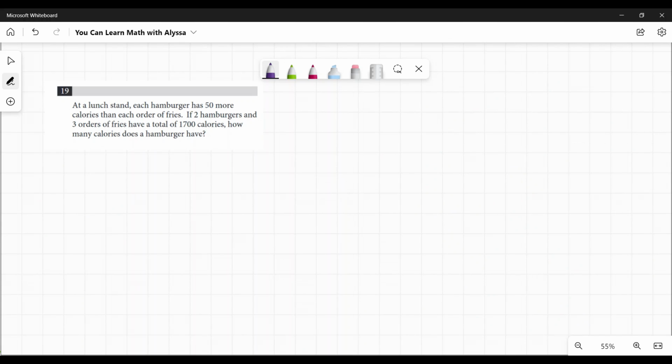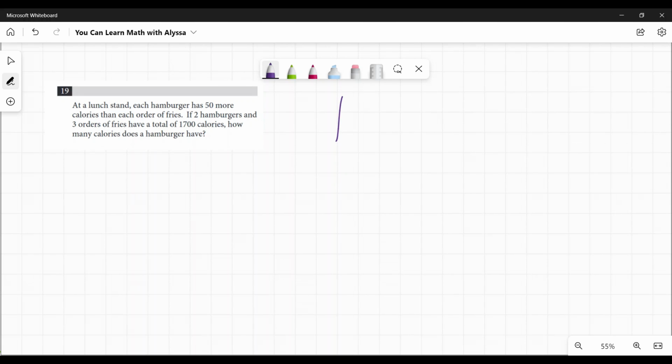Number 19. At a lunch stand, each hamburger has 50 more calories than each order of fries. If 2 hamburgers and 3 orders of fries have a total of 1,700 calories, how many calories does a hamburger have? I'm going to start putting these into equation form, just to get it out of word problem form so I can see what is going on.